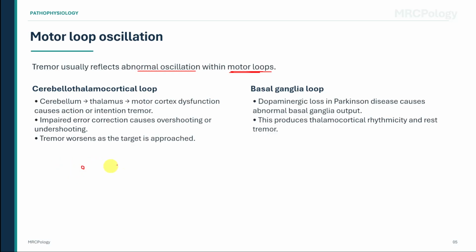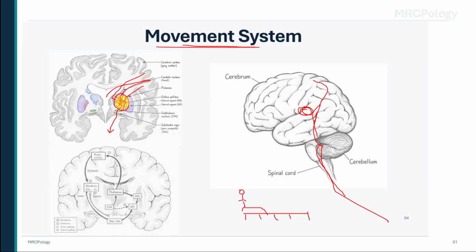Second, consider the basal ganglia loop. In Parkinson's disease, loss of dopaminergic neurons in the substantia nigra alters basal ganglia output. This produces abnormal rhythmic activity within the basal ganglia thalamocortical network and contributes to rest tremor.